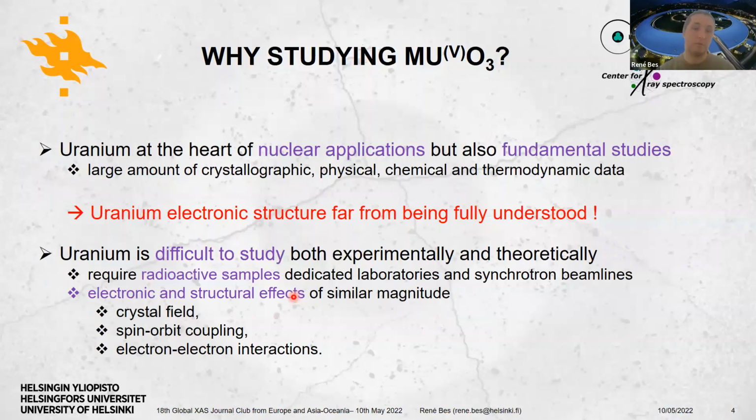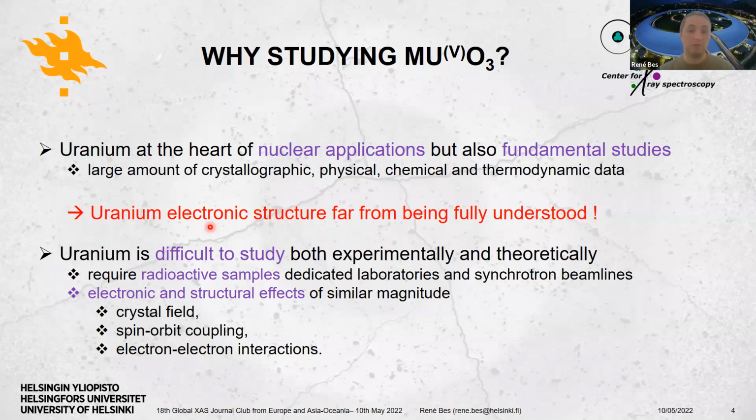Of course, uranium is at the heart of nuclear applications, and there is a large amount of crystallographic, physical, chemical, and thermodynamic data because it has been studied for more than 50 years. But it is still not fully understood, essentially because it's difficult to study, both experimentally and theoretically. On one side, uranium is radioactive, so you need specific laboratories and synchrotron facilities in order to have the opportunity to bring radioactive samples there and measure them.